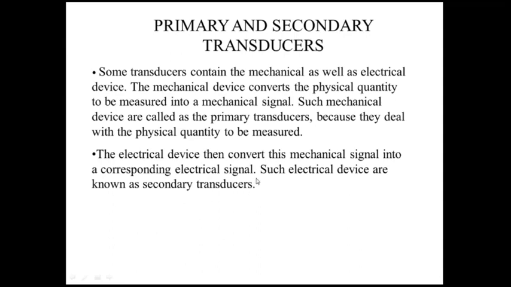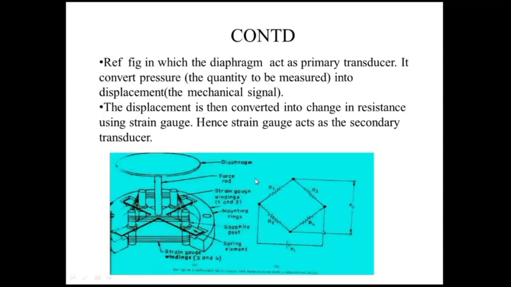Now, an example of primary and secondary transducers. Let us take the diaphragm, which acts as a primary transducer. The diaphragm is a mechanical transducer. Here the diaphragm converts pressure into displacement, where displacement is the mechanical signal. Again, the displacement is converted into a change of resistance using a strain gauge. We will discuss the strain gauge later. This is called a secondary transducer.